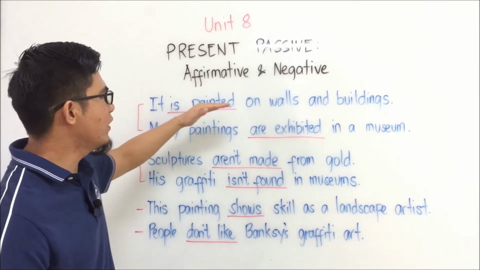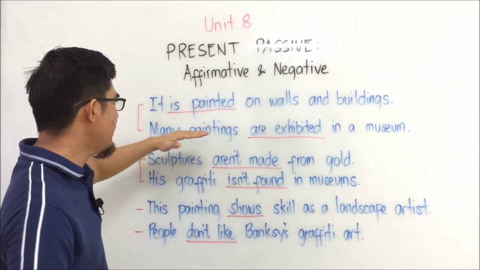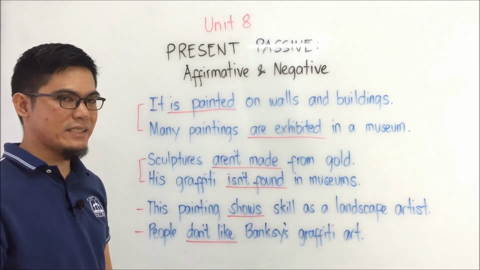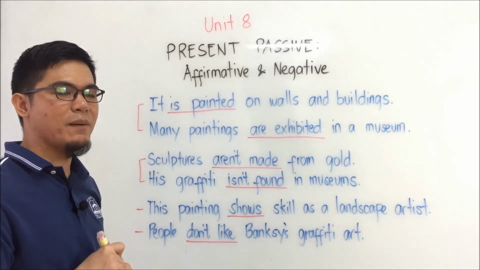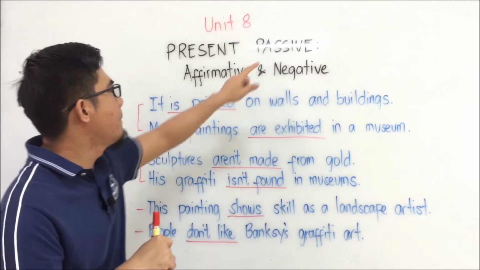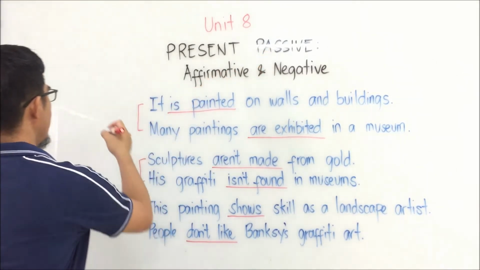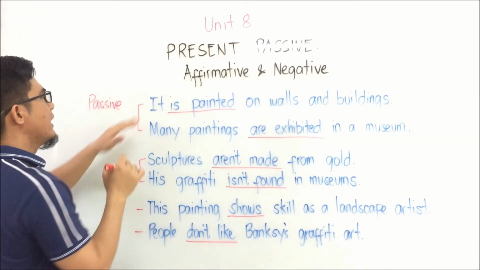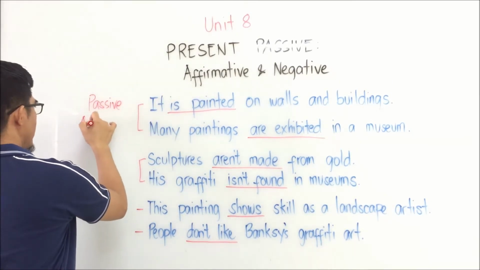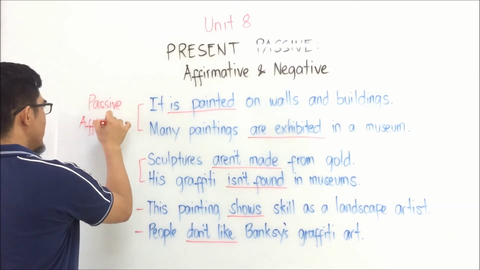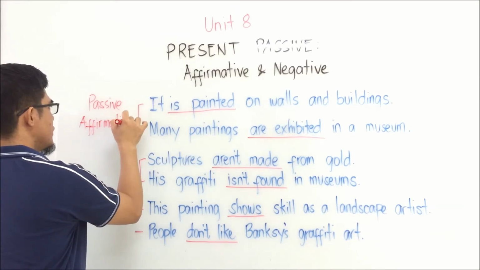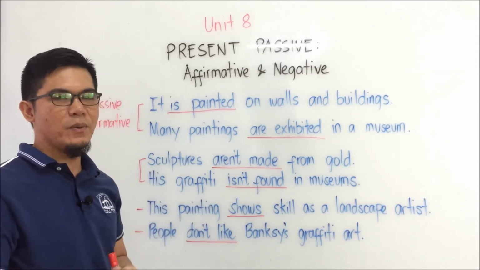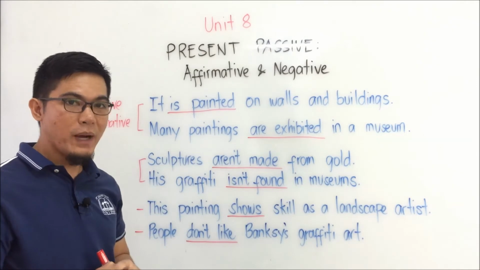it is painted on walls and buildings. Many paintings are exhibited in a museum. So these are examples of passive affirmative. Passive affirmative. Why? Because the sentences speak in a positive way. Affirmative or positive.